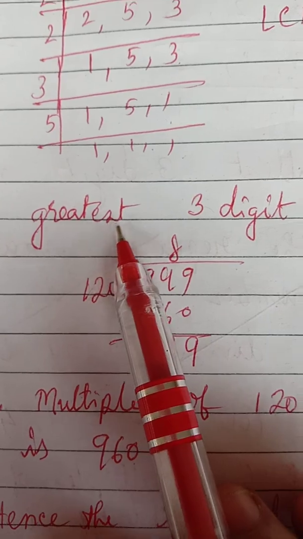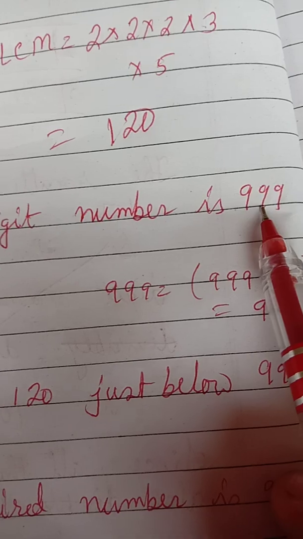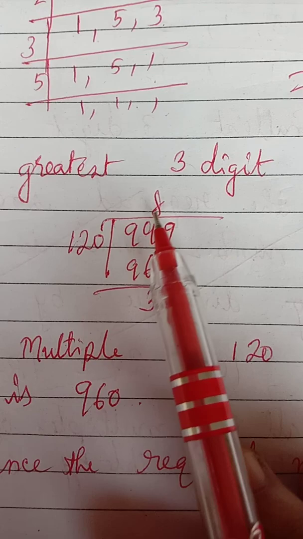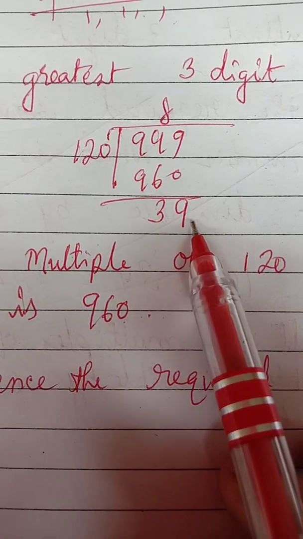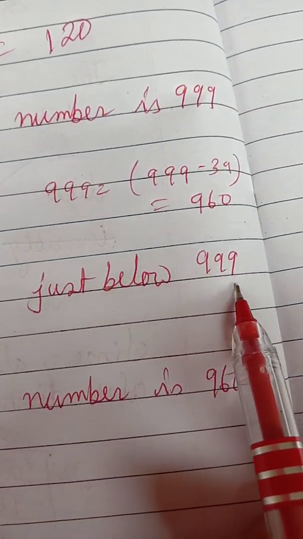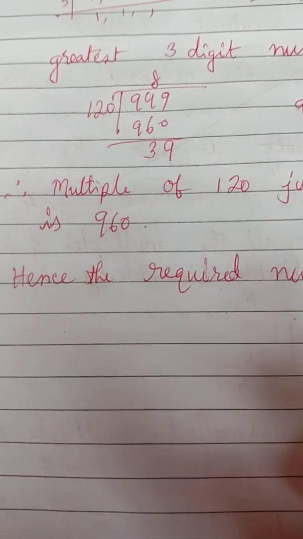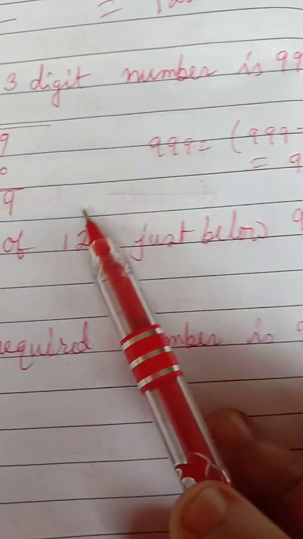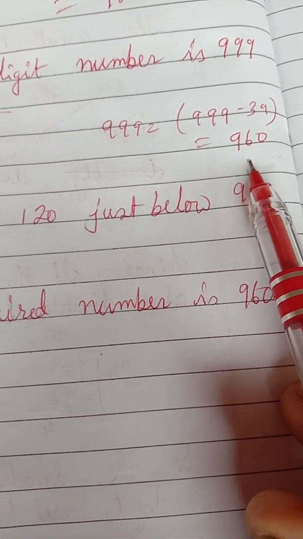But as we know, the greatest 3-digit number is 999. So 999 divided by 120: 120 8s are 960 and 39 is the remainder. Therefore the multiple of 120 just below 999 is 960. Hence the required number, because 999 minus 39, whatever remaining is there, I subtracted over here and got 960.